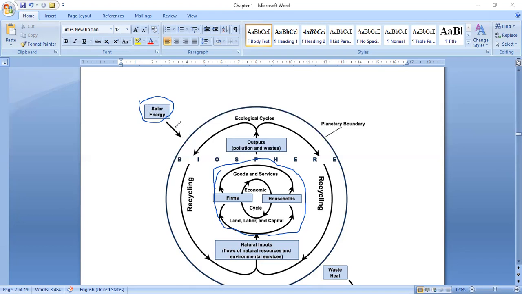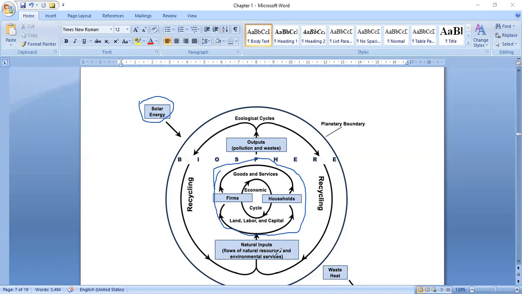So the environmentalists say that the standard circular flow model is leaving out issues to do with, for example, solar energy. It's leaving out issues to do with waste heat, the heat that is generated from waste, for example, industrial waste. It's leaving out issues to do with natural inputs, right? Natural inputs into the production process, right?